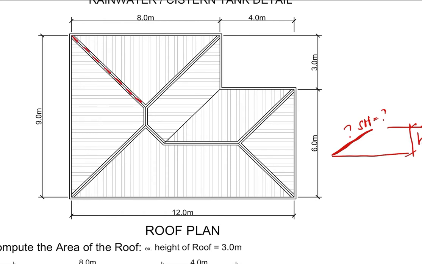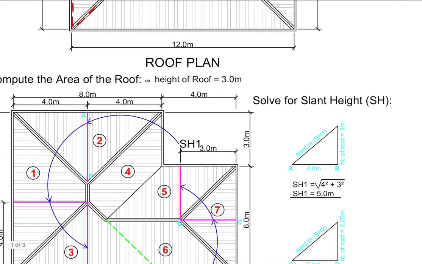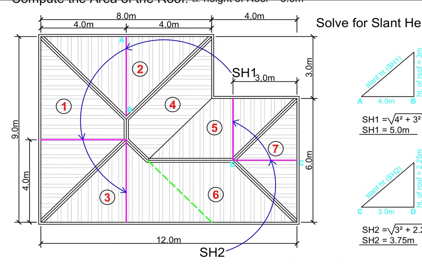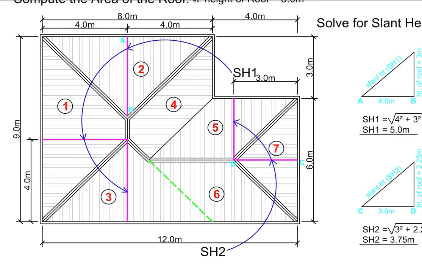Okay, this one is a triangle, and then another, this one is a trapezoid. I already subdivided it into parts. So you have this. For area 1, this is a trapezoid. Okay, area 2 is a triangle.